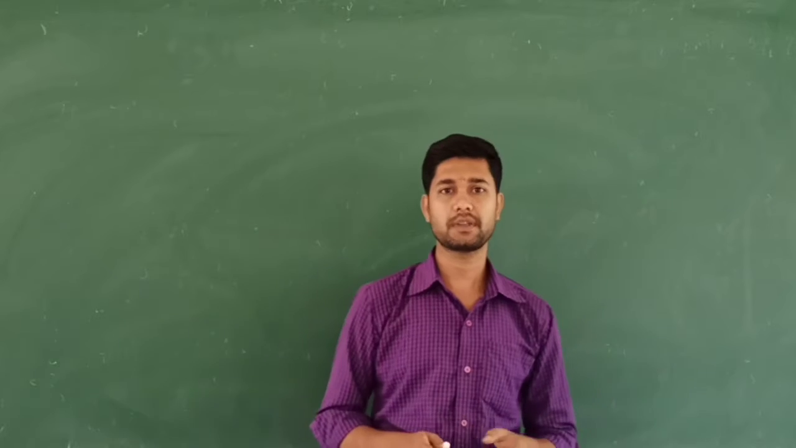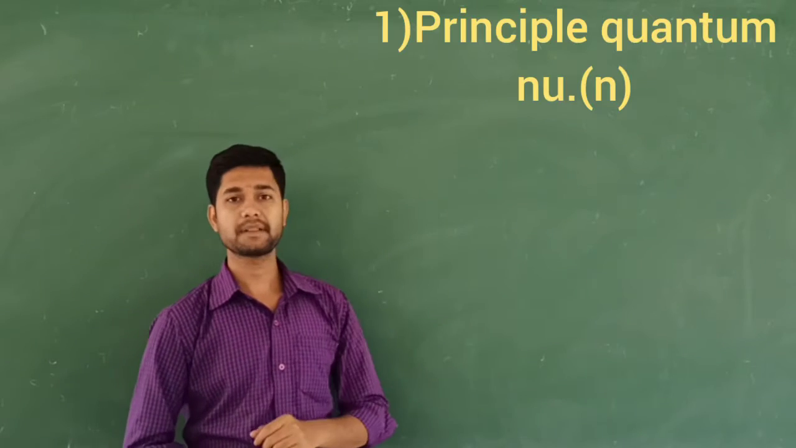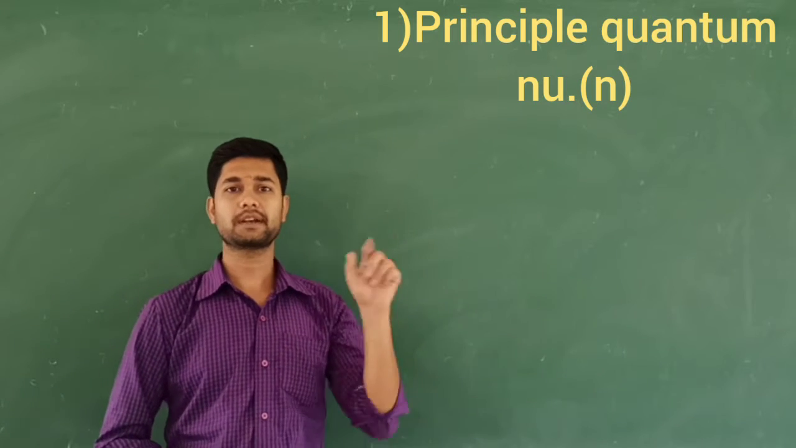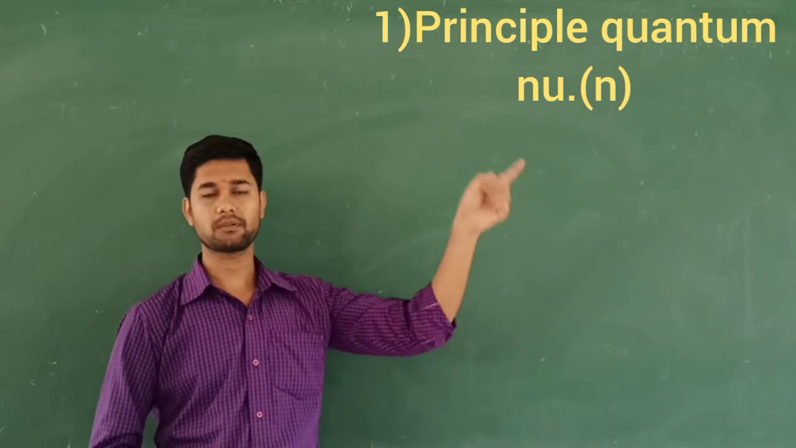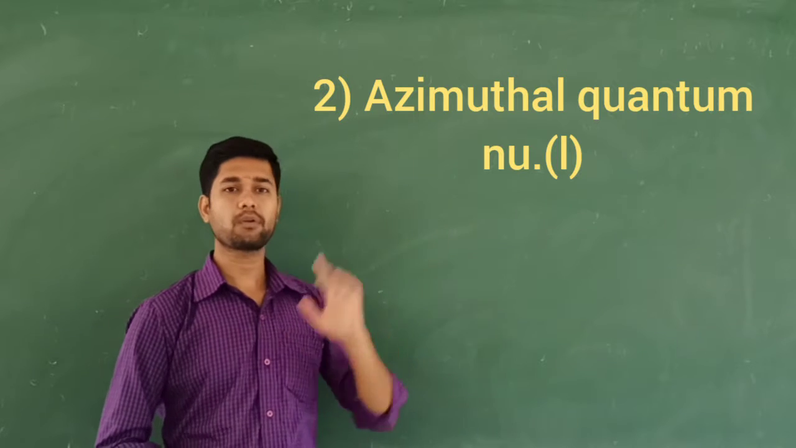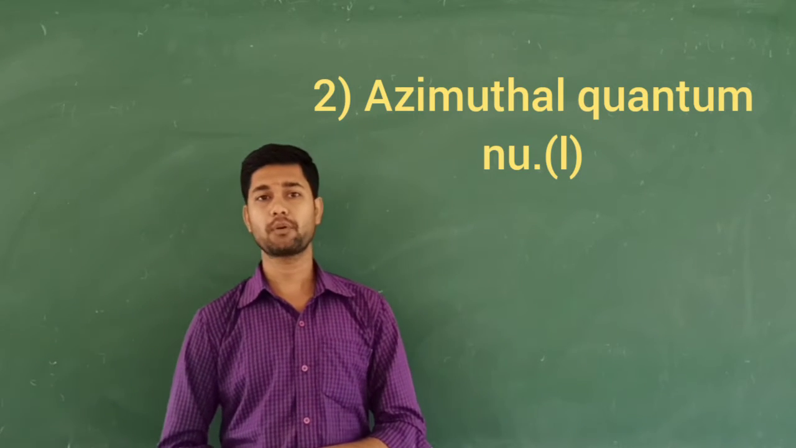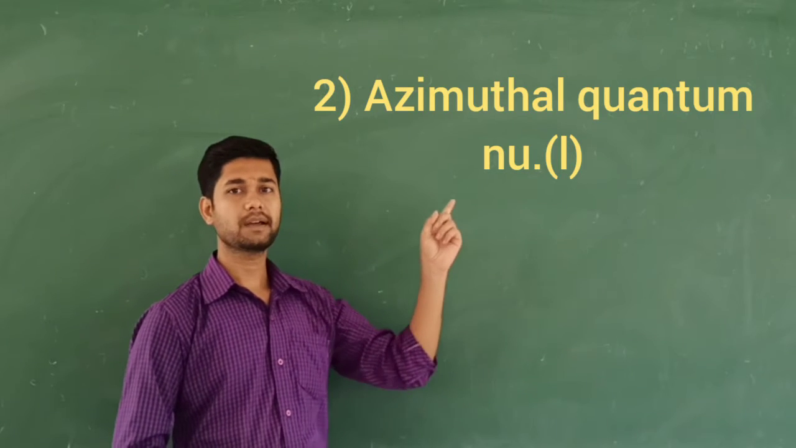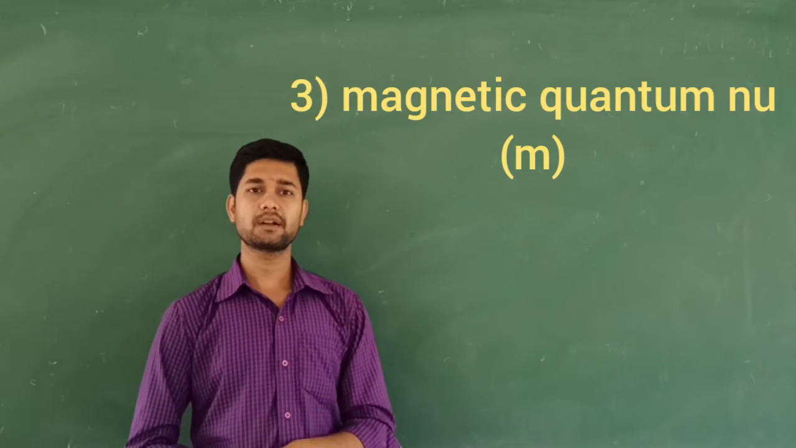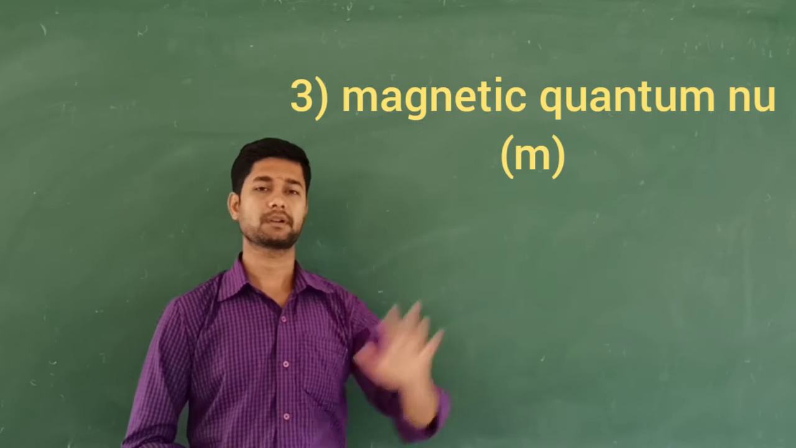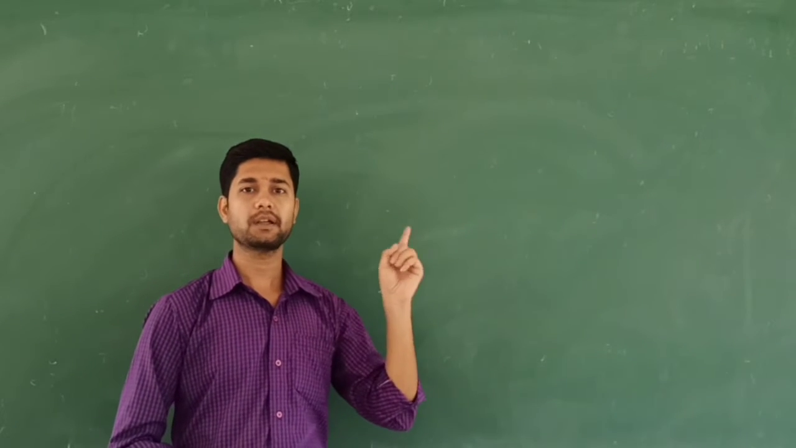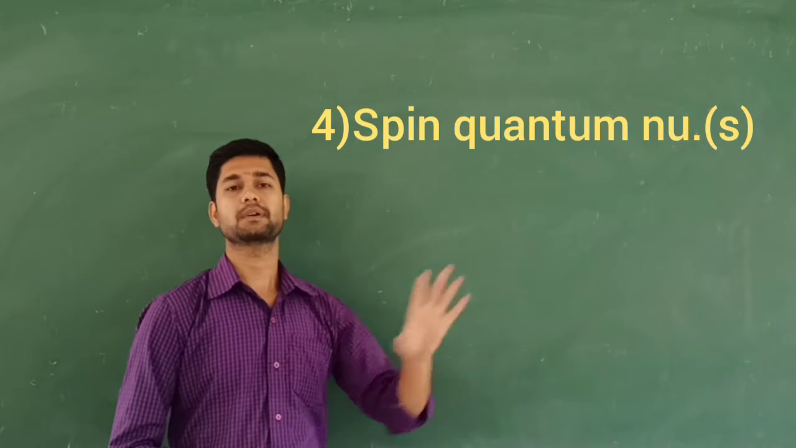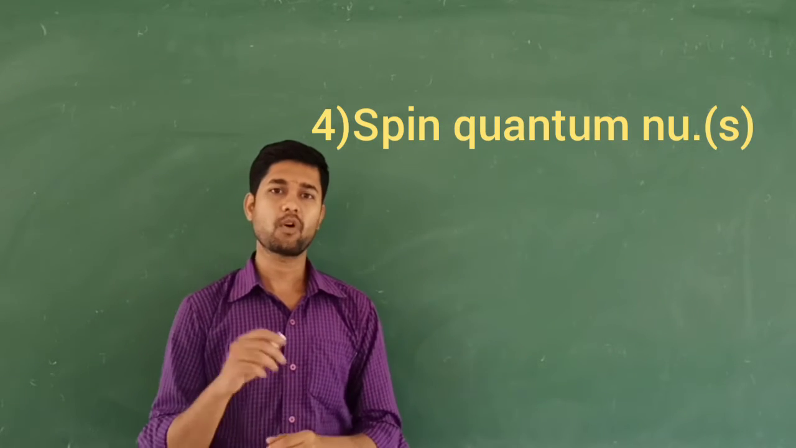What are those? The first one is called the principal quantum number. It is denoted by the small letter n. The second one is the azimuthal quantum number, or angular momentum quantum number, or subsidiary quantum number. It is denoted by the small letter l. The third one is called the magnetic quantum number. It is denoted by the small letter m. And the last one, the fourth one, is called the spin quantum number. It is denoted by the small letter s.